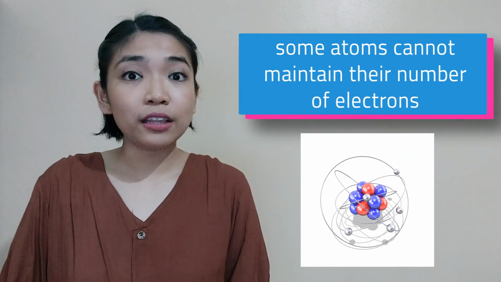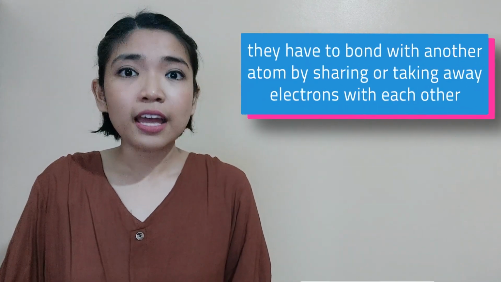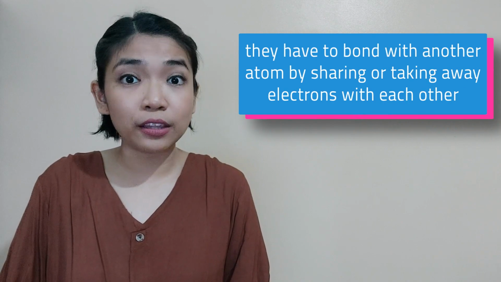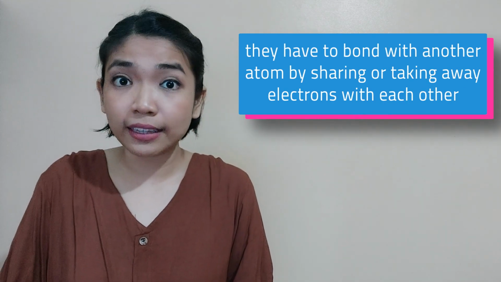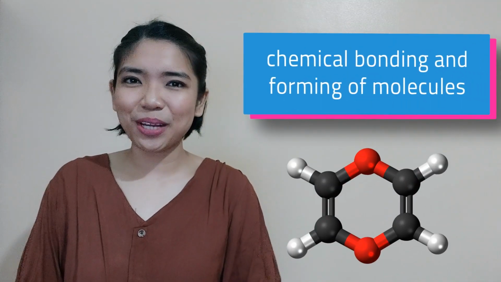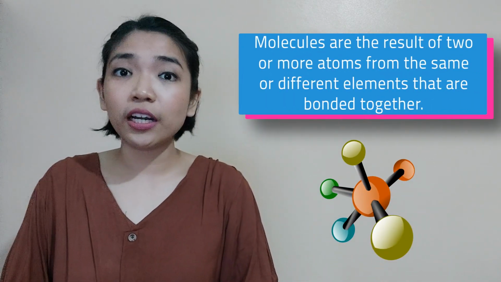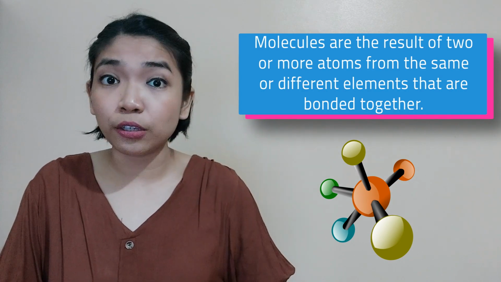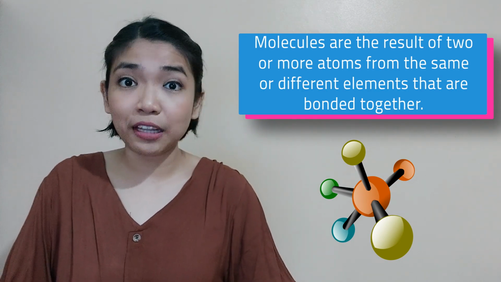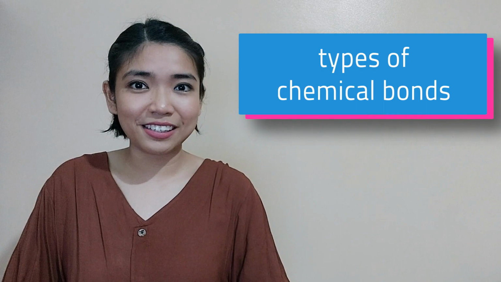However, some atoms cannot maintain their number of electrons. Thus, they have to bond with another atom by sharing or taking away electrons with each other to attain stability. This results in chemical bonding and forming of molecules. Molecules are the result of two or more atoms from the same or different elements that are bonded together. So, what are these types of chemical bonds?